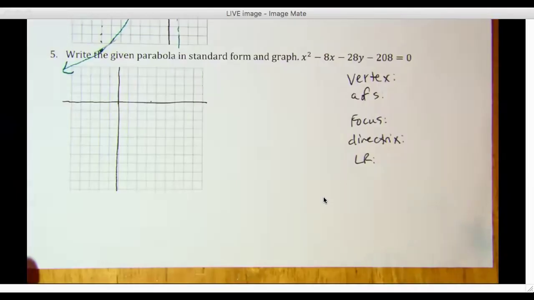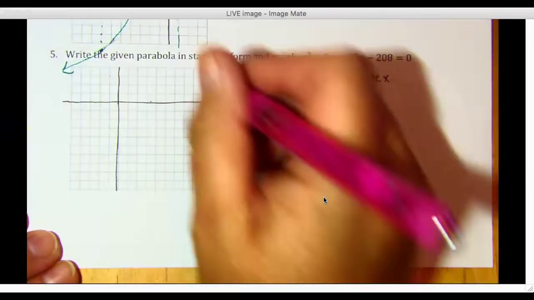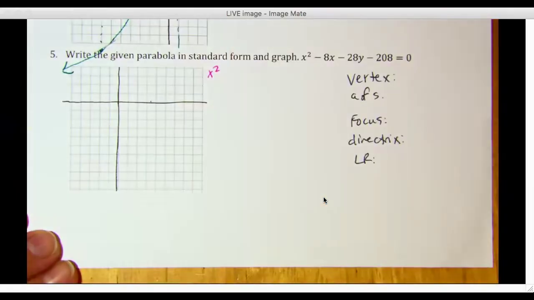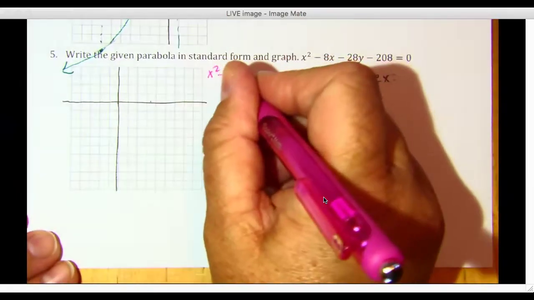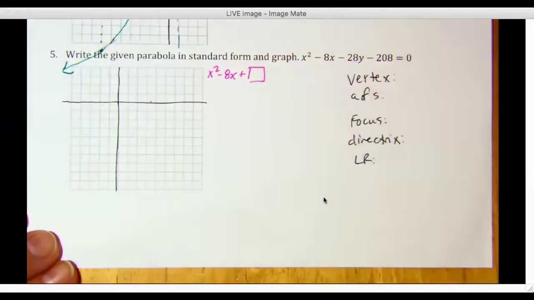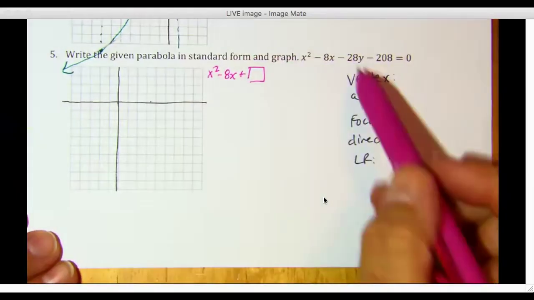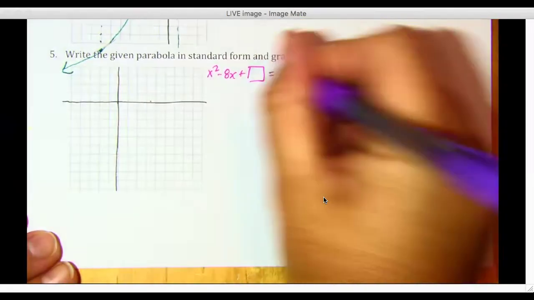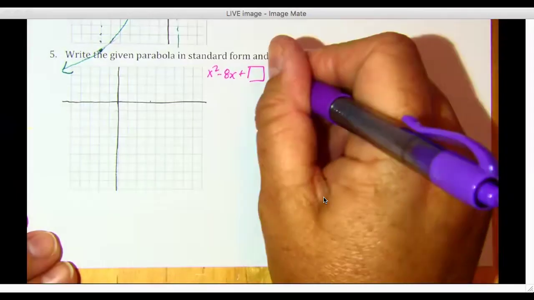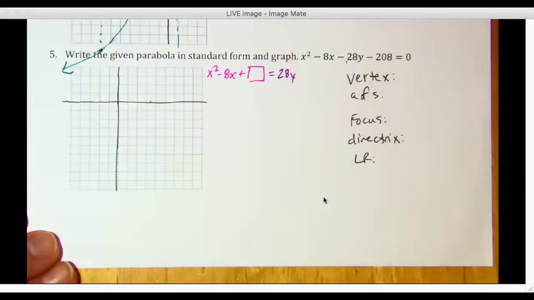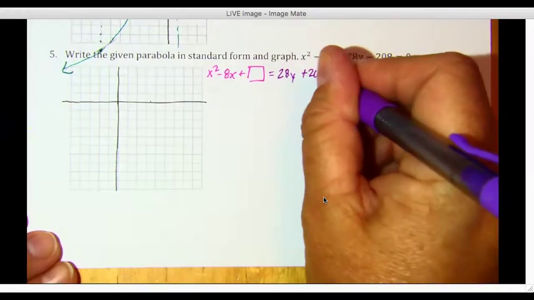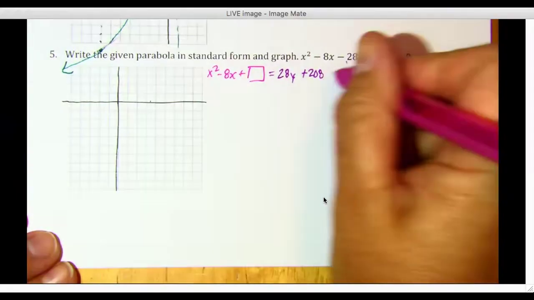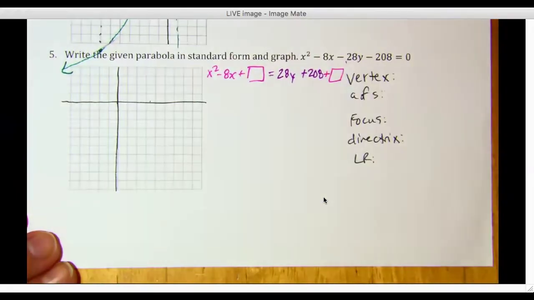I want to get this in standard form. So I have x squared, and so minus 8x plus something to complete that square. And then I'm going to get the other pieces onto the other side of my equation. So equals, and I'm going to add 28y, so positive 28y on the other side, and plus 208. And then whatever we add to one side, we have to add to the other side as well.